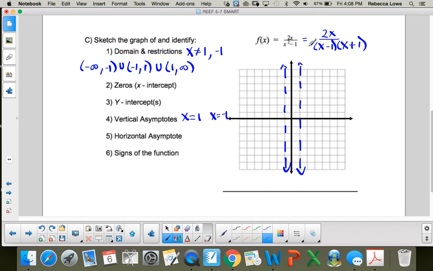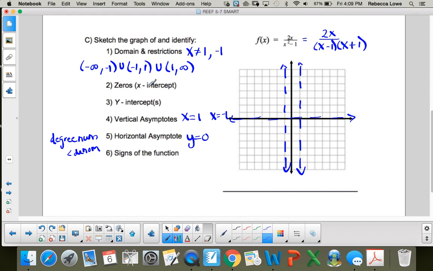The horizontal asymptote I can find by just looking at the degree of the numerator and the denominator. The degree of the numerator here is 1, and the degree of the denominator here is 2. So the degree of the numerator is less than the denominator. So that means your horizontal asymptote is y equals 0, and that's one of the 3 rules we'll talk about. So here's the equation, y equals 0. This is a case where the function will cross the horizontal asymptote, and that happens.